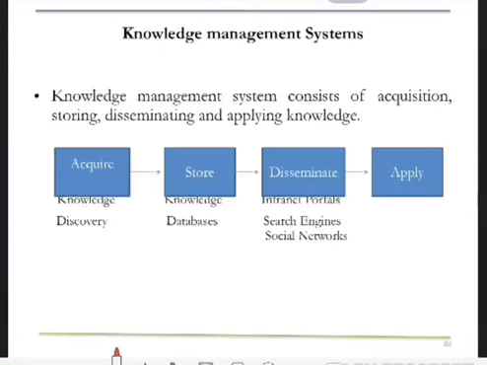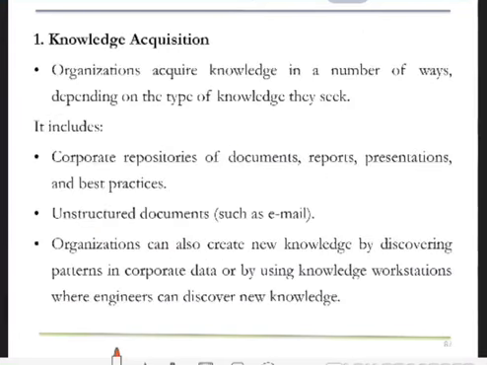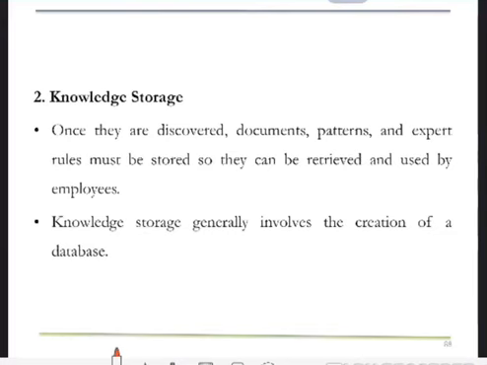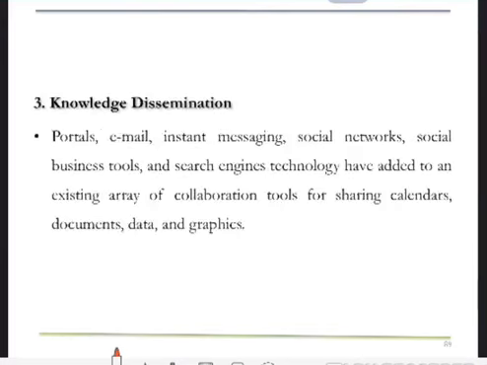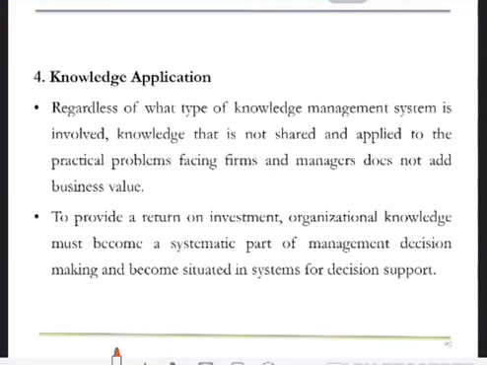So we have four stages: knowledge acquisition. We can acquire knowledge either from internal sources or from external sources. We have to store it for future uses, and also we have to disseminate it through portals, email, instant messaging, social networks, and social tools. And lastly, we have to apply it for specific business problems.